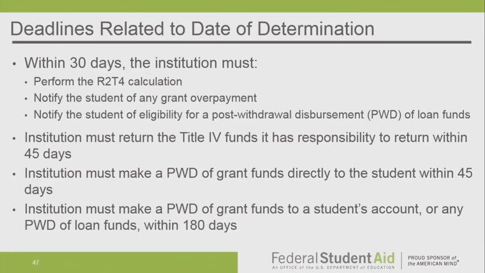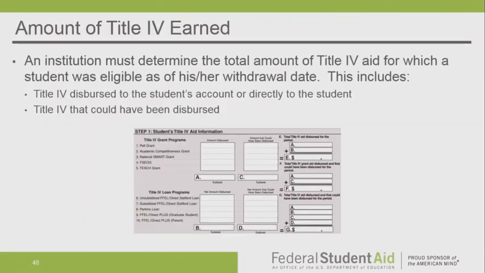And then if there is a post-withdrawal disbursement of loan funds, you've got a little bit longer to work that out, and that's 180 days. Dave showed you this slide a little bit earlier, this picture of step one of the R2T4 worksheet. Now, in reality, most of you have a screenshot on your computer software, or you have a third-party servicer that helps you with this, or you may use the R2T4 on the web product, but this is just something to show you the background of how R2T4 works.